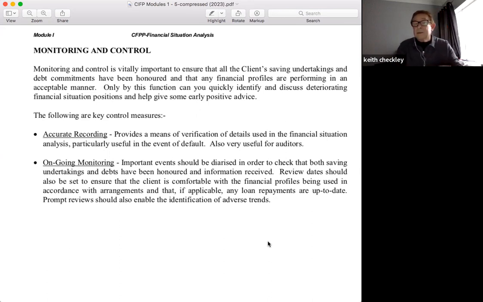So key controls will be accurate recording, accurate data on the file, such as we've been discussing, and then diarising the event and review dates to ensure the client is comfortable with the financial information, that it's being used in accordance with the arrangements, and that loan repayments are up to date. Prompt reviews should also enable us to identify any adverse trends.